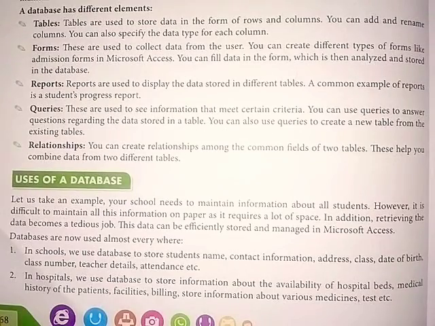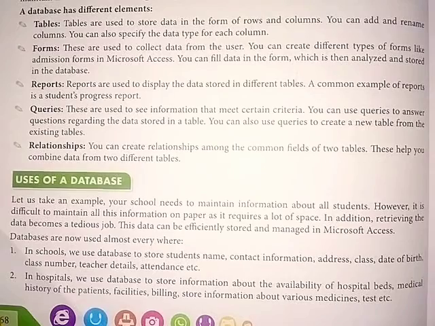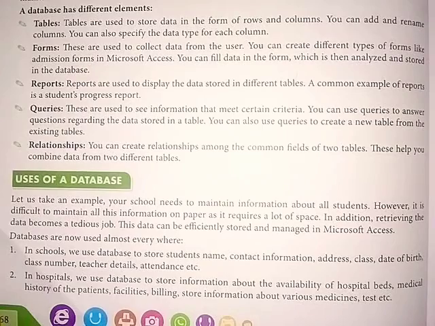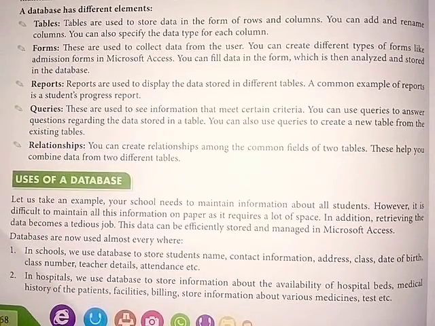Tables. Tables are used to store data in the form of rows and columns. You can add and rename columns. You can also specify the data type for each column. Forms. These are used to collect data from the user. You can create different types of forms like admission forms in Microsoft Access. You can fill data in the form, which is then analyzed and stored in the database.